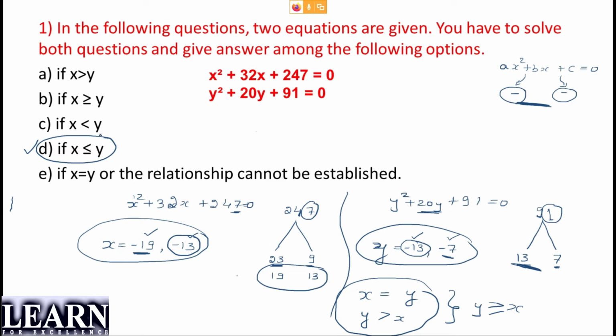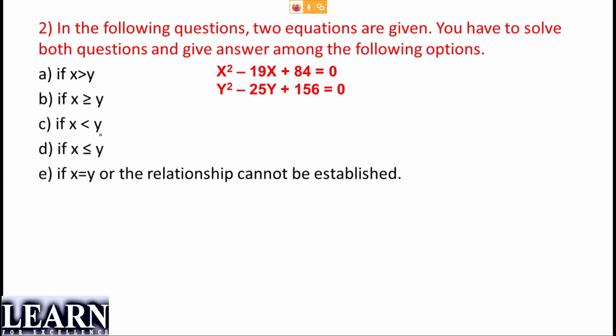Okay, then I'll go with the next question with different signs. Now we'll solve the question in the same format. It's talking about x square minus 19x plus 84 is equal to 0, and the other is y square minus 25y plus 156 is equal to 0. So I'll split this in two parts. Yes guys, what about the splitting of the first one?